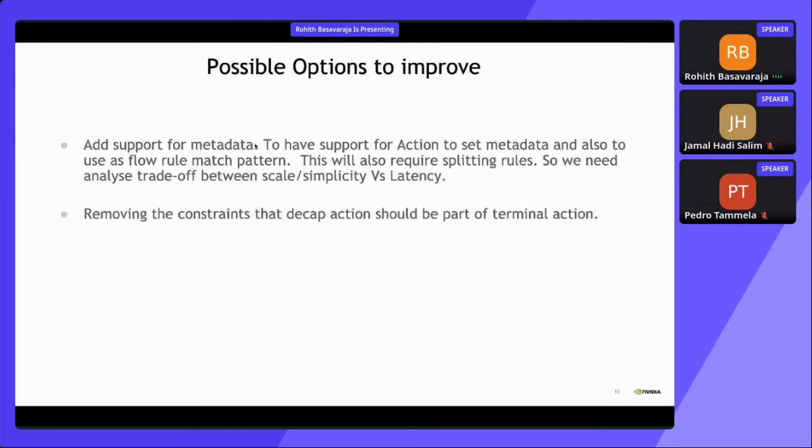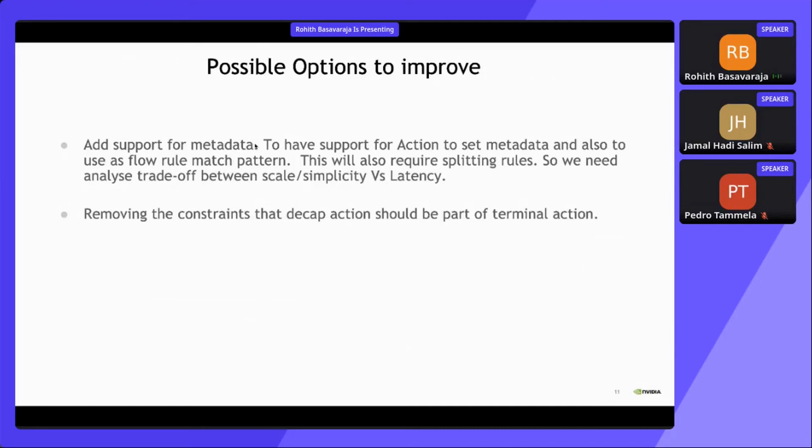So what we think is the possible options to improve is if you can add support for metadata. So basically, add support both for setting the metadata and also matching on the metadata as a match pattern. This will help in splitting the rules into two, and we can share the latter part of the match criteria, for example FDB entries or the route entries across the ports.